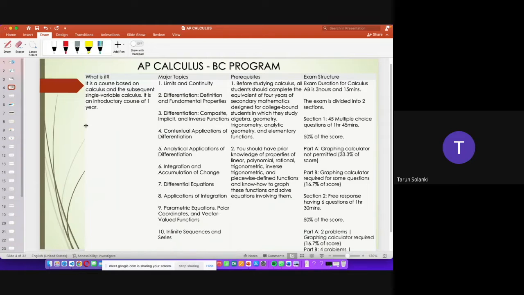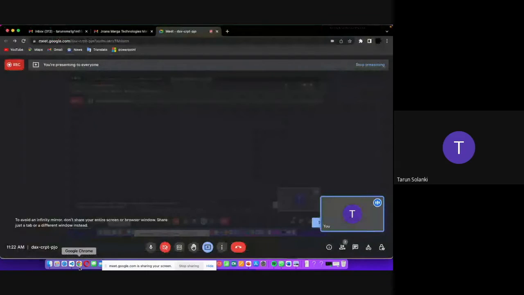The topics which are covered are, the first is limits and continuity, second is differentiation with the fundamental properties. Third one is composite, implicit and inverse function differentiation. Fourth one is contextual applications of differentiation. Fifth one is analytical applications of differentiation. Then the sixth is integration and accumulation of change.